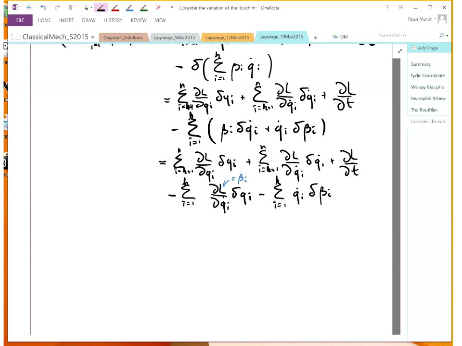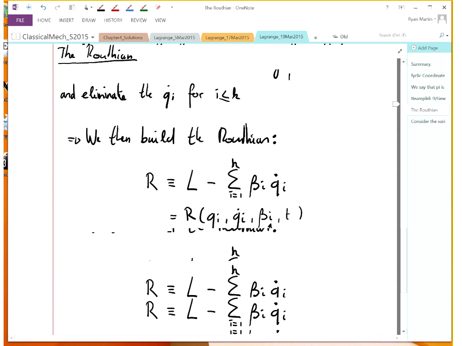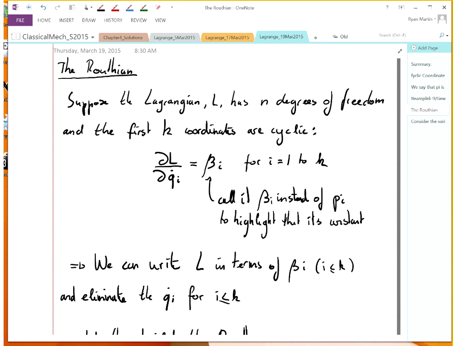Now, what did we do? First, we had the Lagrangian. And then for each cyclic coordinate, we did dL by dqi dot equals beta i, so we created a constant. Then we rewrote the Lagrangian, and we got rid of the qi dots that correspond to beta i. So we removed the first k qi dots from the Lagrangian. Right? I said here, we can write L in terms of beta i and eliminate the qi dots for i smaller than k. So L doesn't have any qi dots where i is smaller than k.